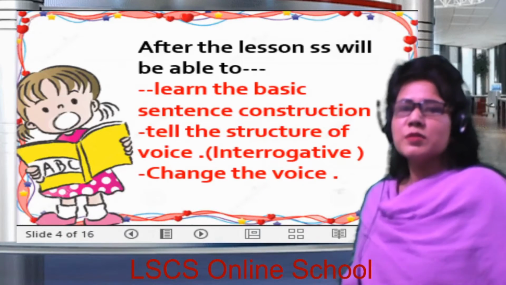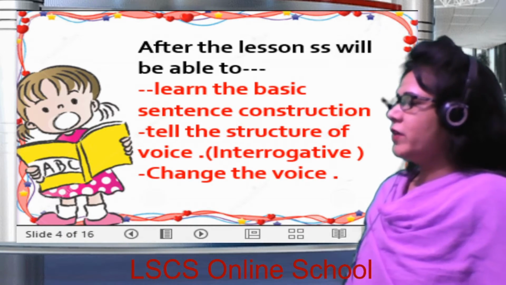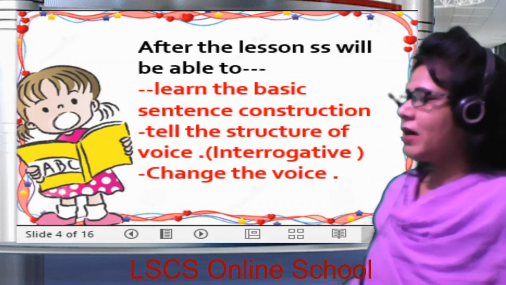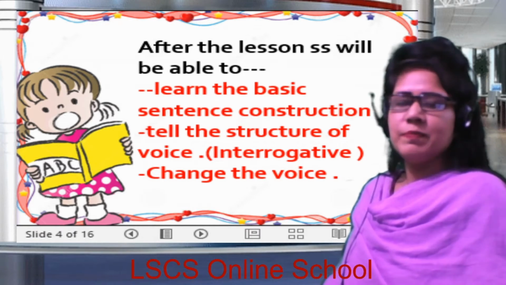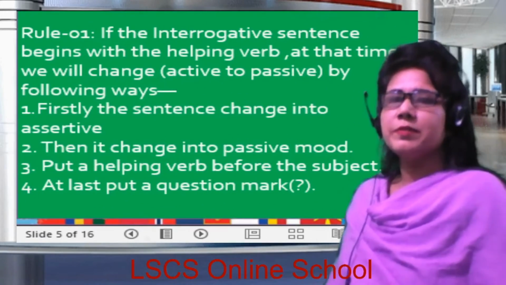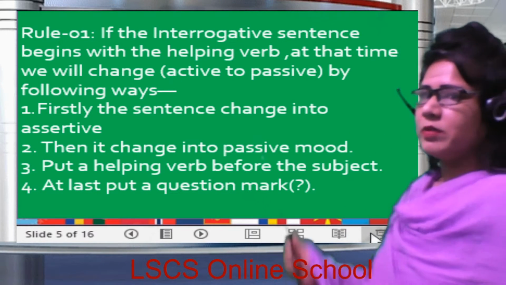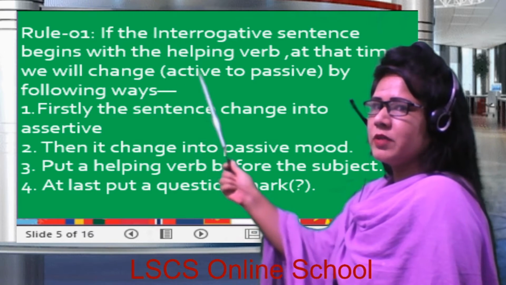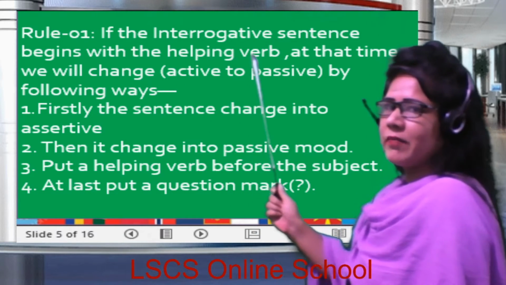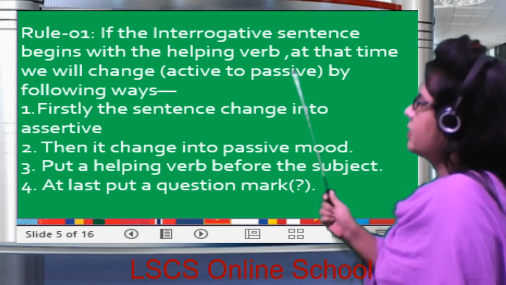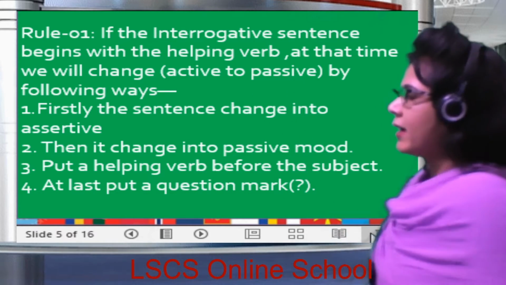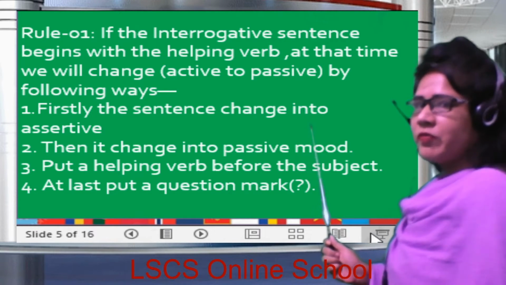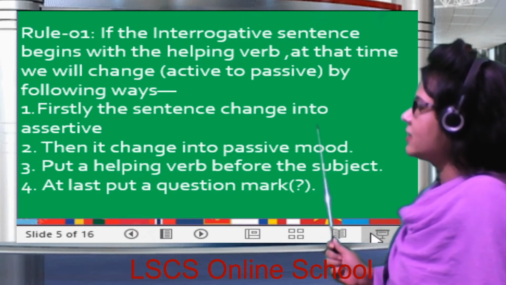So dear students, first rule for you: if the sentence begins with a helping verb, at that moment, how can you change active to passive? First rule for you, dear students. See on the screen, please. If the interrogative sentence begins with the helping verb, at that time, how will we change the sentence from active to passive, dear students? At first see on the screen: firstly the sentence changes into assertive mode.